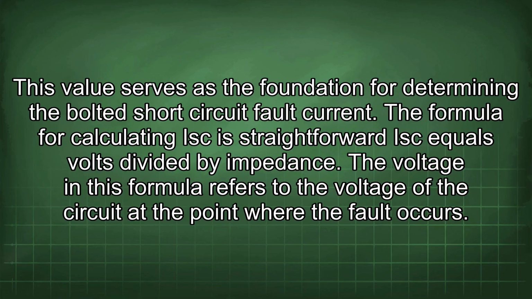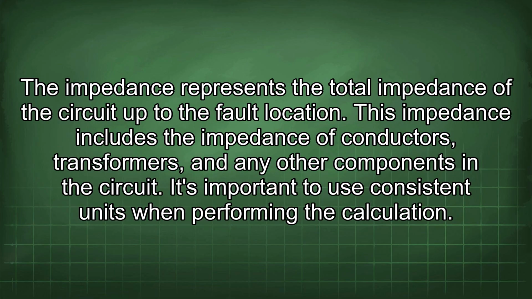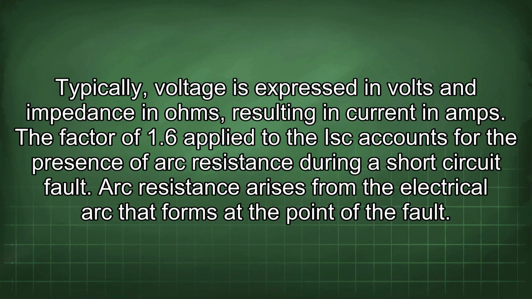The formula for calculating ISC is straightforward: ISC equals volts divided by impedance. The voltage in this formula refers to the voltage of the circuit at the point where the fault occurs. The impedance represents the total impedance of the circuit up to the fault location. This impedance includes the impedance of conductors, transformers, and any other components in the circuit. It's important to use consistent units when performing the calculation. Typically, voltage is expressed in volts and impedance in ohms, resulting in current in amps.